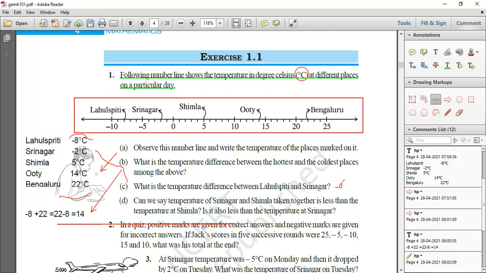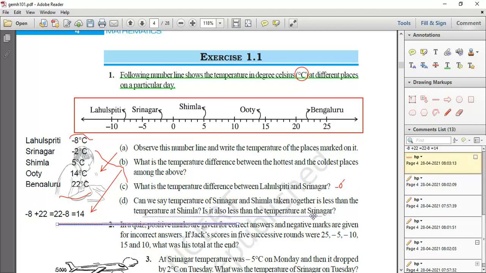Yes, -7 is smaller than -5, the temperature of Simla, so its answer is yes. Is it also less than the temperature of Srinagar? The temperature of Srinagar is -2 degrees and the sum is -7 degrees, so... So the first one's answer is yes, the second one no. Understand? If you have any query, then mention it in the chat box.